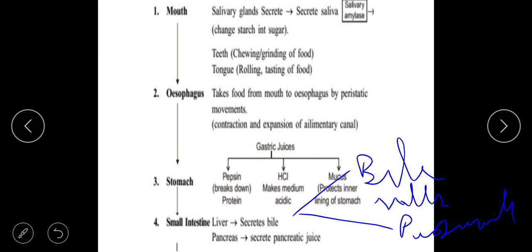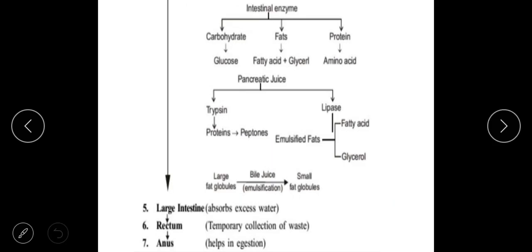After that, the pancreas releases the pancreatic juice, and the intestinal wall releases the intestinal juice, which is rich in intestinal enzymes, which help in the breaking down of carbohydrates, fats, as well as proteins. When the carbohydrates are broken down, they break into glucose. Fats are made up of fatty acids and glycerol, so they are broken down into fatty acids as well as glycerol. Proteins are broken down into amino acids.